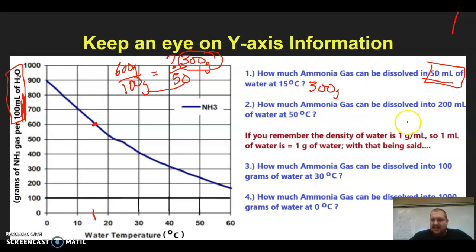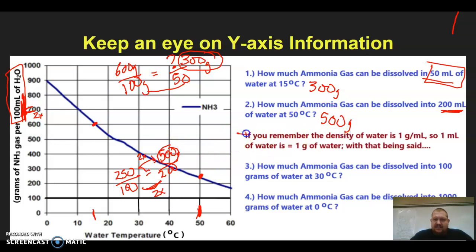Number 2, how much ammonia gas can be dissolved into 200 mils of water? So that's going to be twice this. First, let me use my graph to see what we got. So we'll go 50 degrees Celsius, which is right here. We're going to go up to my line, which is about, this graph tells us I can put in about 250 into 100. I want to know how much I can put into 200. This is double, so it'd be 500 grams is my answer.